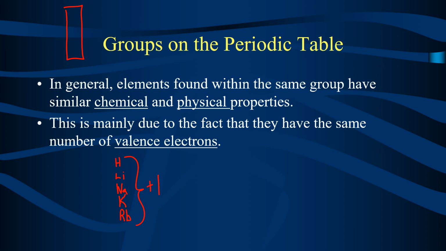form a +1 ion. Now, the reason why they form a +1 ion is all of these have one valence electron. A valence electron is an outer shell electron. So every one of them in that column has one valence electron, so it's easy to give that one electron away. All right. So that was group 1A.